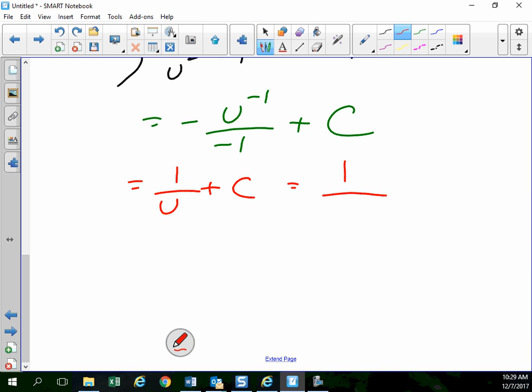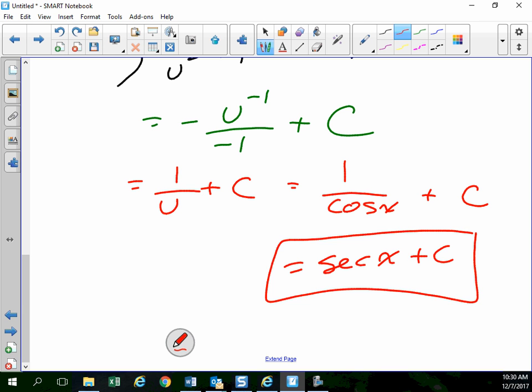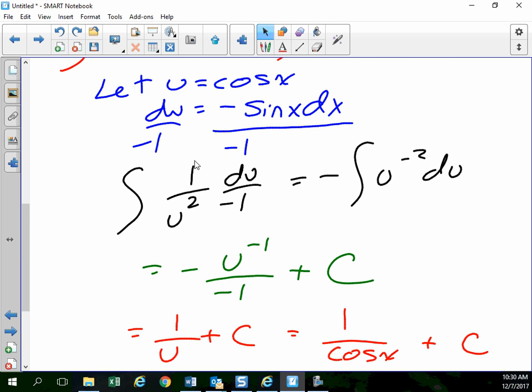What was u again? What's 1 over cosine? Hey, isn't that the same answer that we got? Look at that. Different way of doing it, got the exact same answer. Is that better? So, again, that's a kind of a preview for next class.